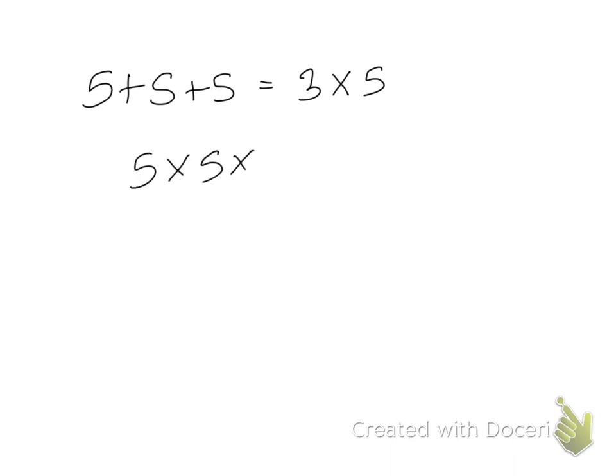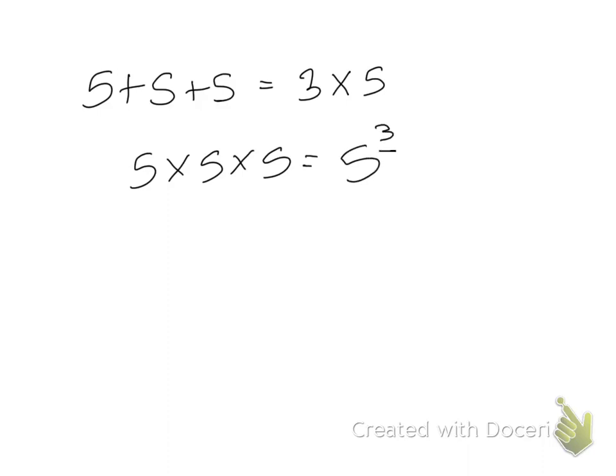When we want to show a repeated addition, we may use multiplication. For example, 5 plus 5 plus 5 would be the same as 3 times 5. To show repeated multiplication, we use something called an exponent. So if we had 5 times 5 times 5, that would be the same as 5 to the third power.